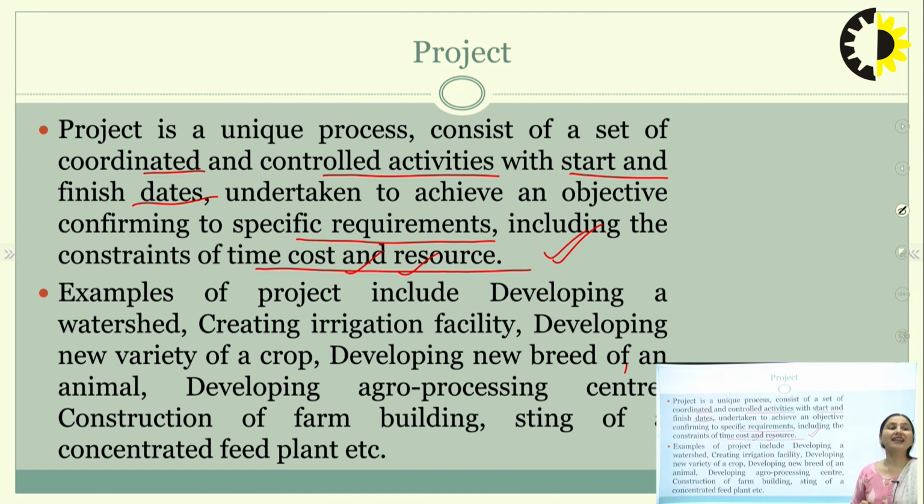Now, what are the examples of project? There are different types of examples, as you can see. Developing the watershed can be a type of project. Then creating irrigation facility can again be a project. Developing any sort of new crop can again be a type of project. Then developing a new breed of an animal, developing agro processing culture, construction of any sort of building, like day by day there are different types of construction, so it is again a type of project.